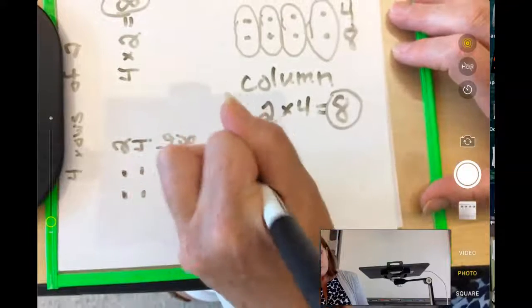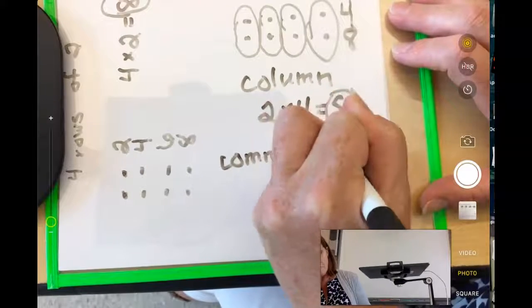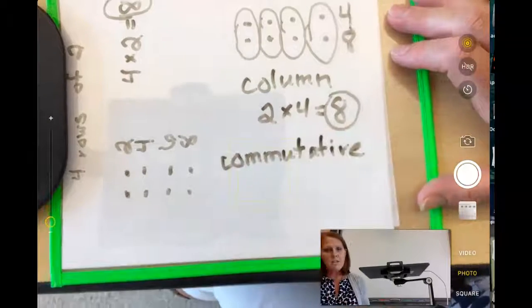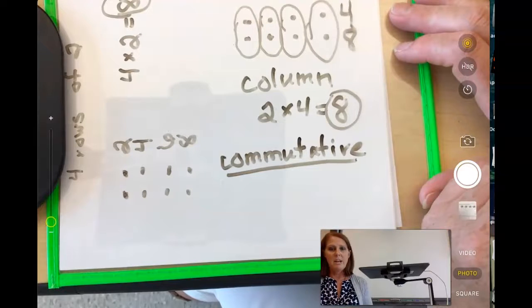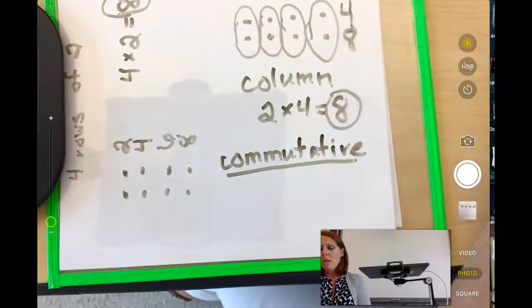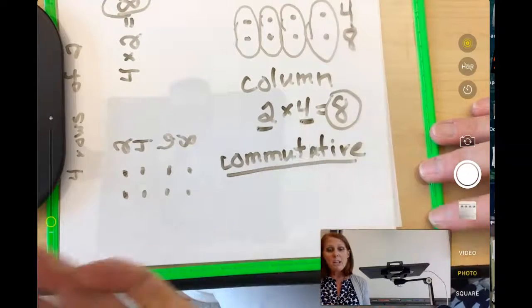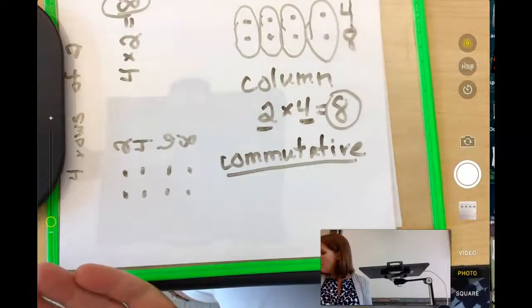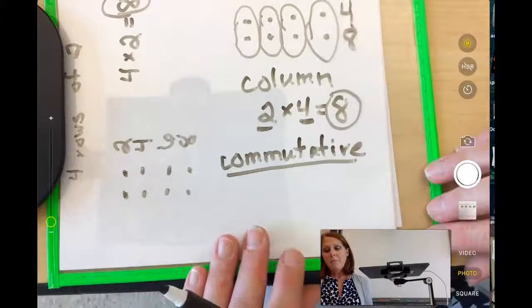This, boys and girls, is called the commutative property of multiplication. Everybody say commutative. That's right. It's a hard word to say. Okay? So that means that the factors, which are the numbers that we multiply, can change places and the total stays the same. All right?